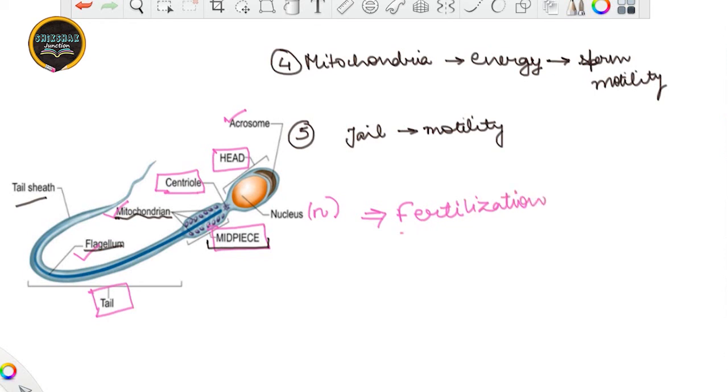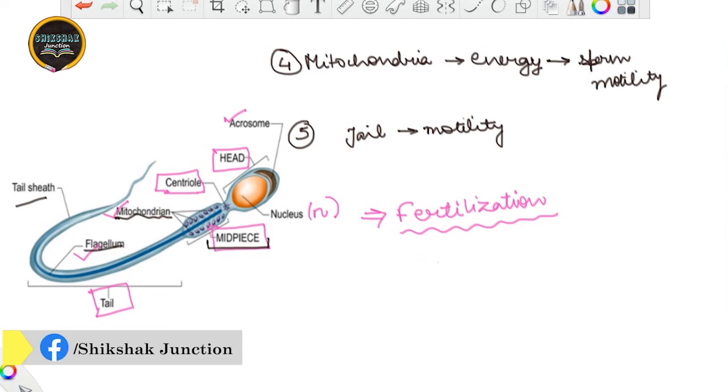So before this fertilization step we have to understand the oogenesis part also. Like we have discussed spermiogenesis or spermatogenesis, we will talk in detail about the oogenesis part also in the next lecture. Till then, if you have any doubt, feel free to ask me.